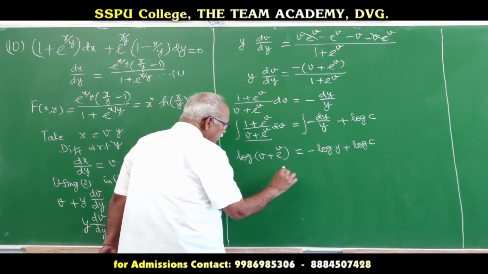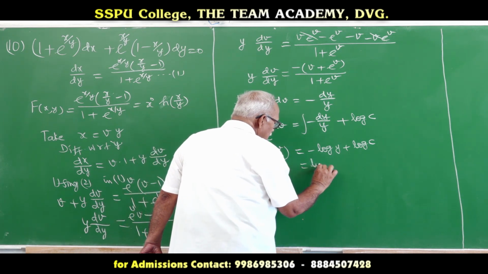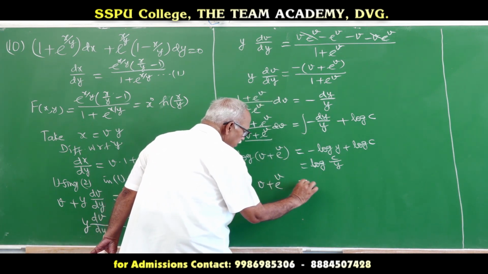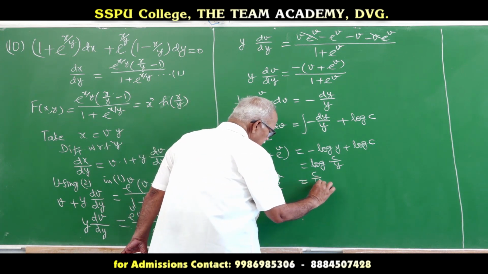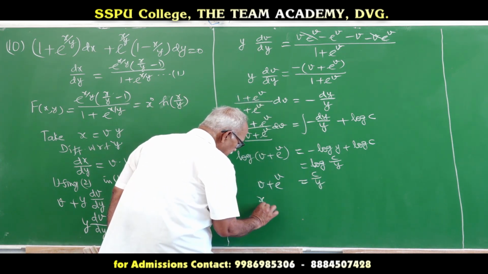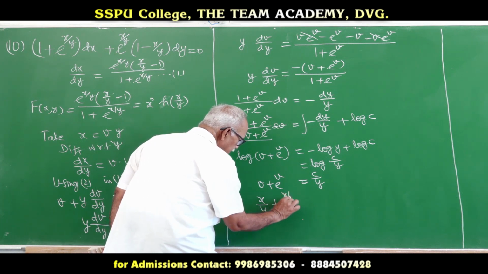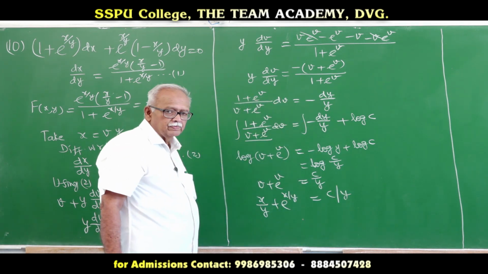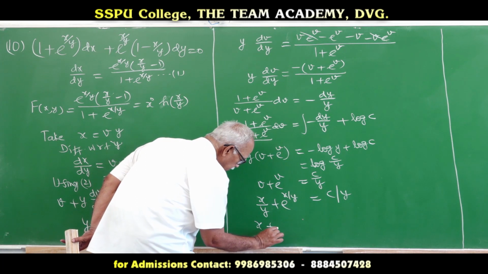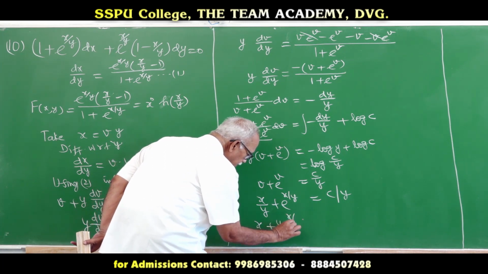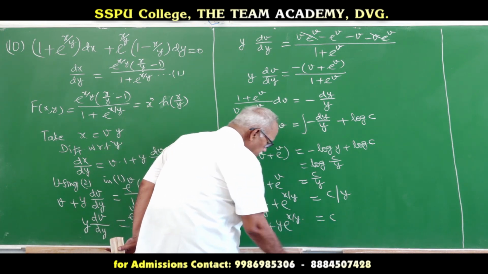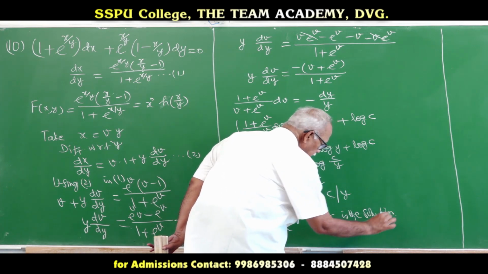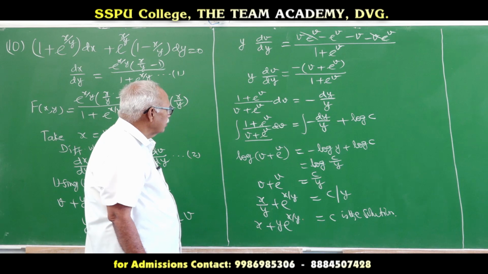Now, this is log of c by y. So, v plus e power v is equal to c by y. V is x by y, so x by y plus e power x by y is equal to c by y. Now, we can multiply this with y: x plus y e power x by y is equal to C, which is the solution. So, here the problem is over.